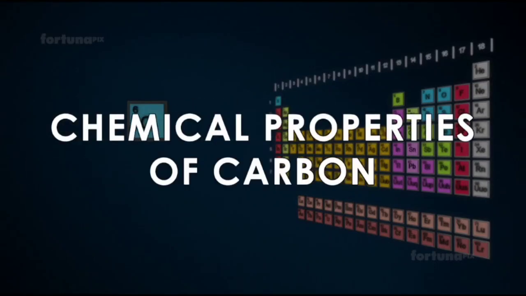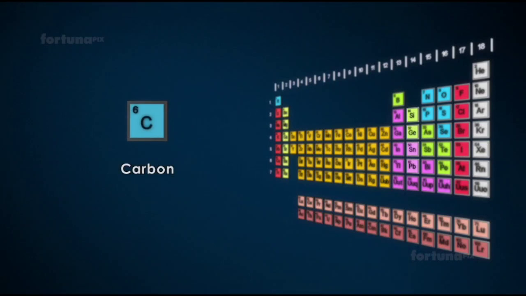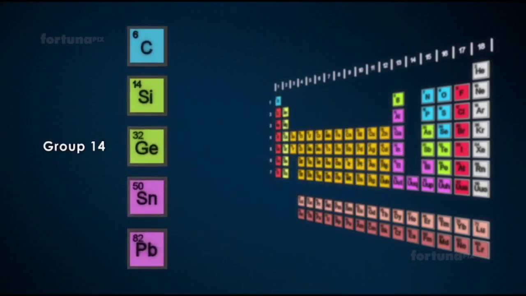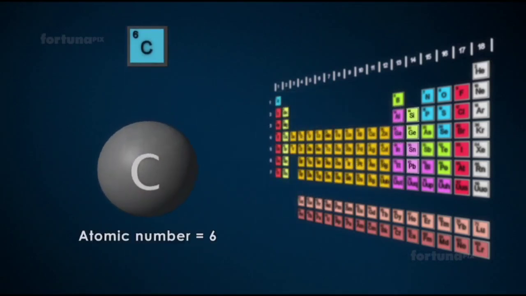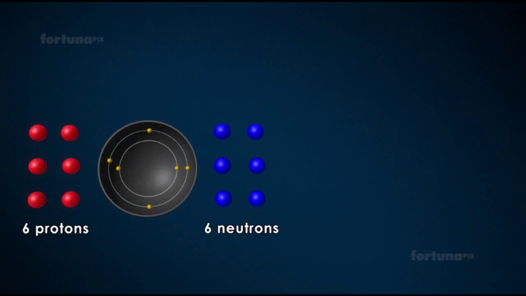Chemical properties of carbon. Carbon, a non-metallic chemical element with the symbol C, is the basis for group 14 on the periodic table. Its atomic number is 6 and it has 6 protons and 6 neutrons.